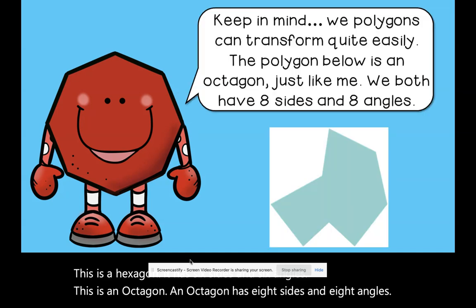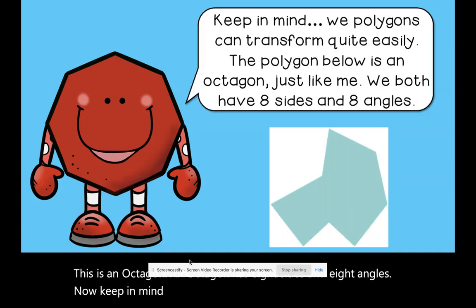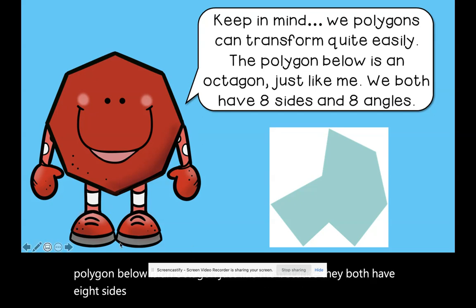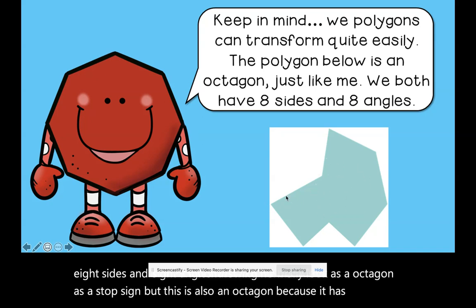Now, keep in mind, polygons can transform quite easily. The polygon below is an octagon, just like me, because they both have eight sides and eight angles. We normally think of an octagon as a stop sign, but this is also an octagon because it has eight sides and eight angles.